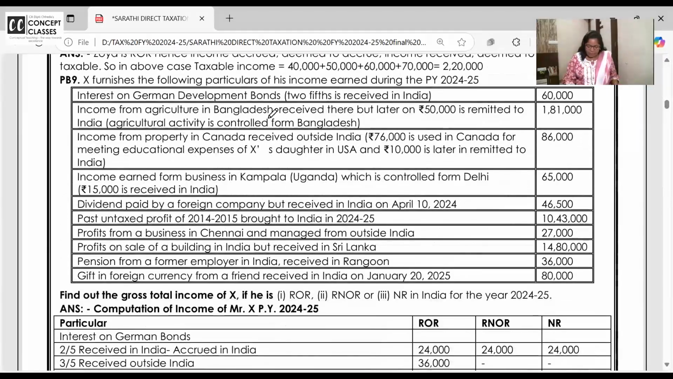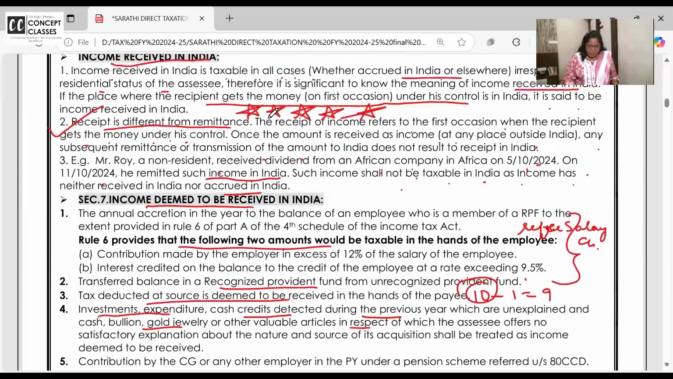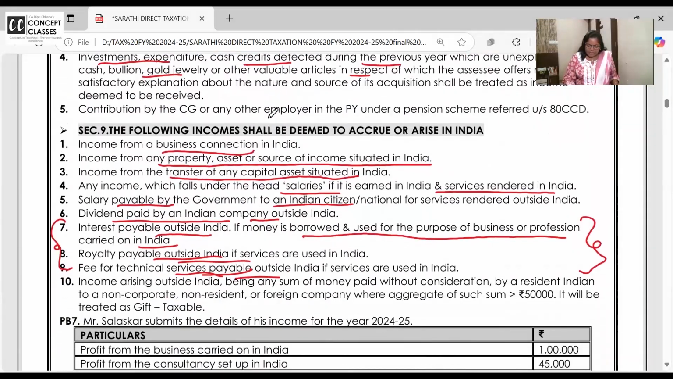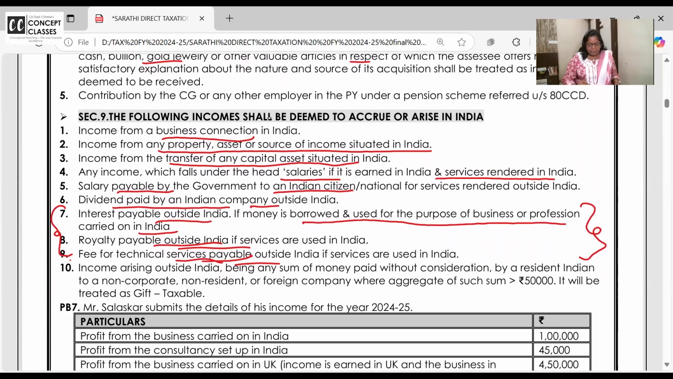We'll do a few problems on this. Okay, 1 minute. I was reading the list of income accrued. Income received is clear. Deemed to be received is clear. Accrued: interest, royalty, fees, all is accrued in India. Okay? Right. And if income arising outside India is any sum of money paid without consideration by a resident above 50,000. Now I can say all this will come in the chapters. This will come in income from other sources.